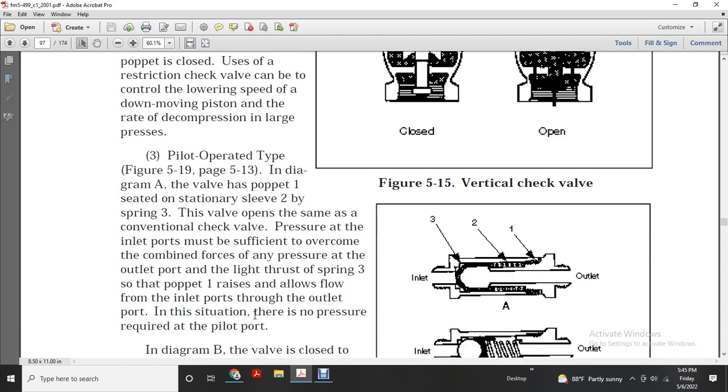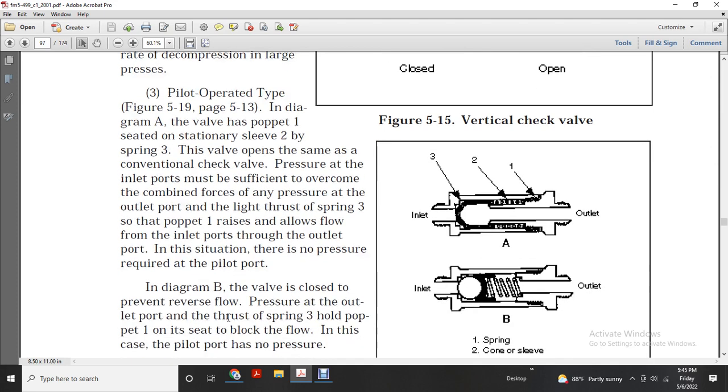Pilot operated, figure 519, page 513. In diagram A, the valve has a poppet 1, a stationary sleeve 2, and a spring 3. The valve opens as in a conventional check valve: the pressure at the inlet port must be sufficient to overcome the combined pressure at the outlet port and the force of the spring 3. The poppet 1 is raised and the valve flows from the inlet port to the outlet port. There is no pressure required at the pilot port.